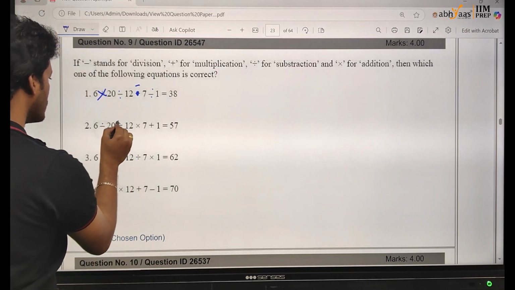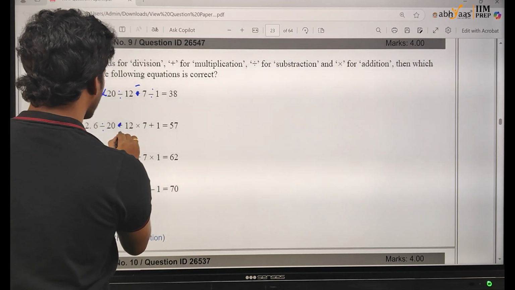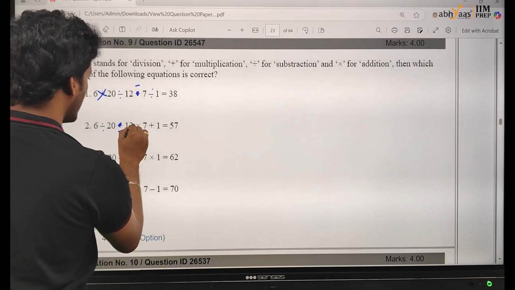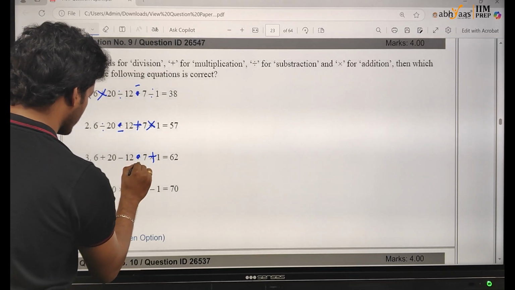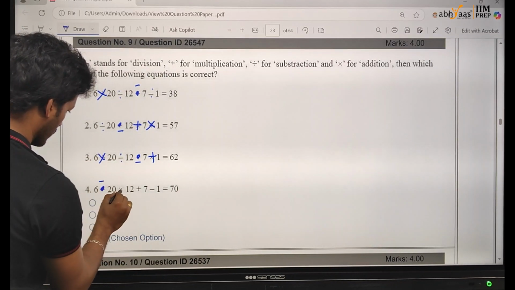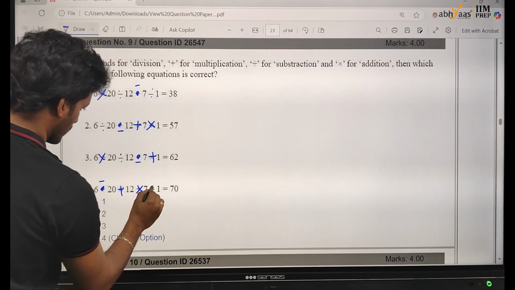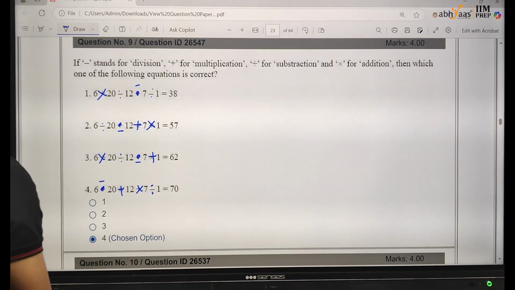So minus is division. Division is multiplication. Division is subtraction. Multiplication is addition. Addition is multiplication. So convert everything like that. After combining all these things, apply BODMAS rule now.